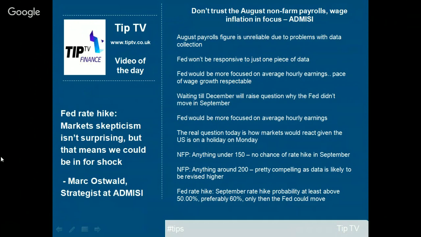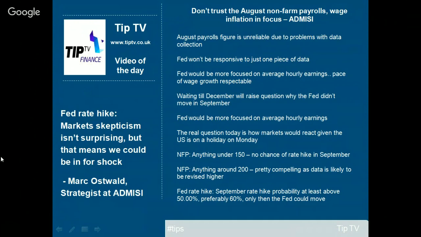So the skepticism isn't surprising, but that means we could be in for a shock. In for a shock means if suddenly the Fed decides to ignore the market expectations and go ahead with the rate hike, given that it risks falling behind the curve. Many believe that it is already way behind the curve. So in case the Fed decides to flex its muscles, irrespective of the market expectations, then that could be a shock.